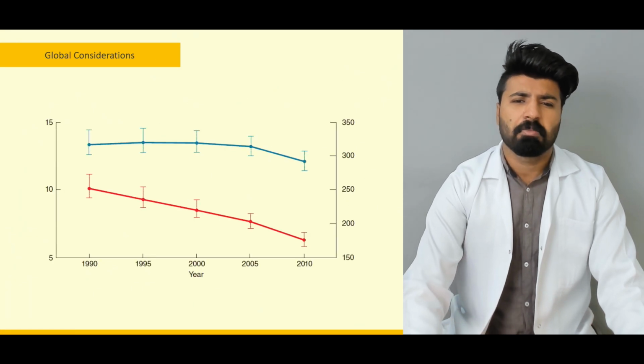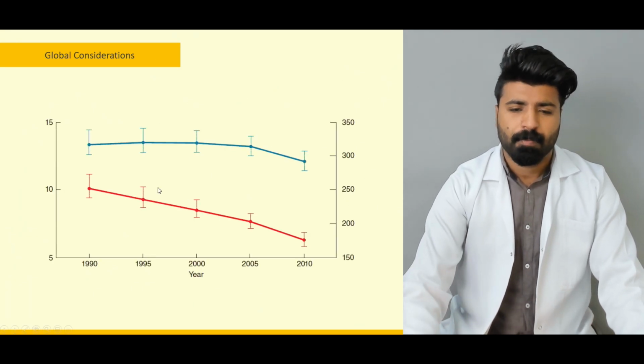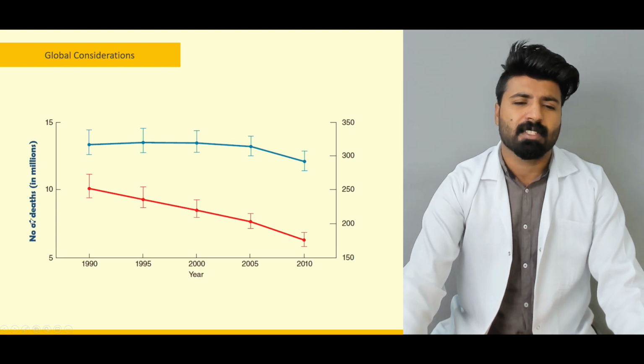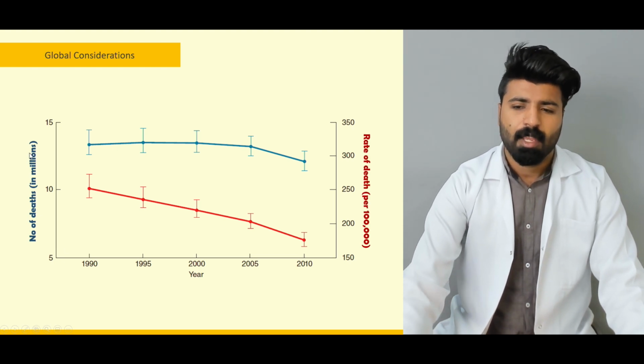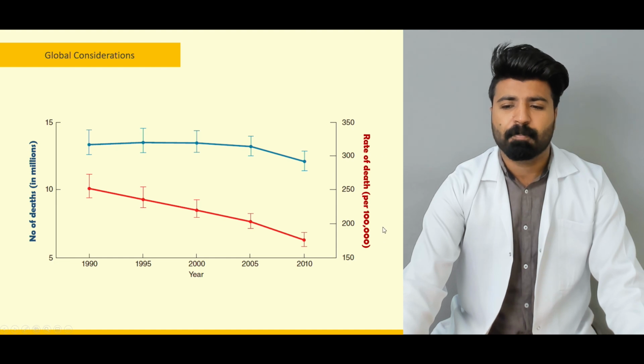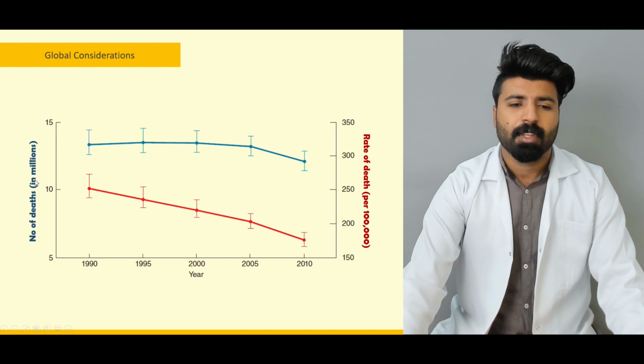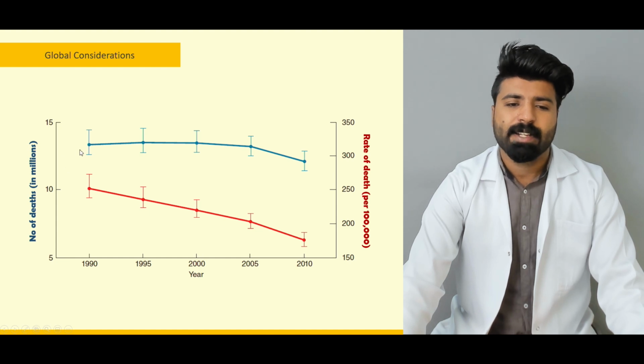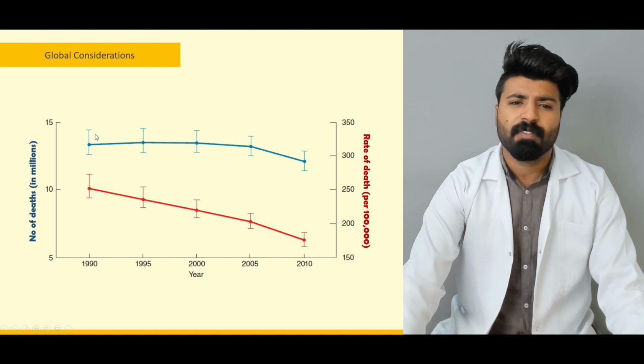Next, let's look into global considerations, as this is the number of deaths in millions and this is the rate of death per 100,000. So blue is the number of deaths in millions, because of what? Because of these infections. As you see here, it's like 13 million deaths in the 1990s because of infections. But with time, it went down.